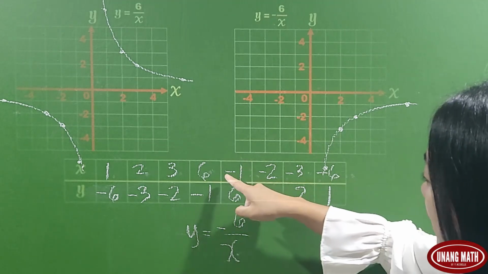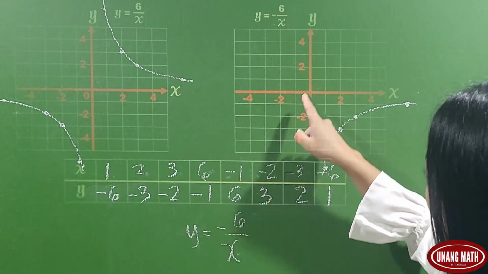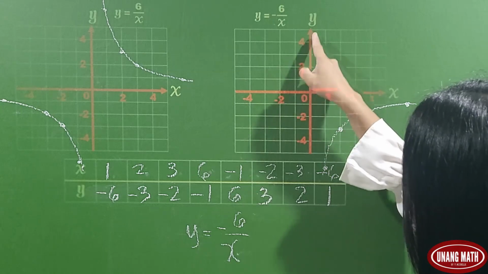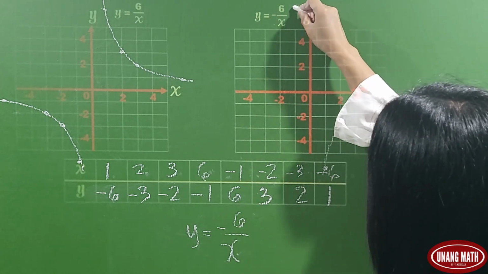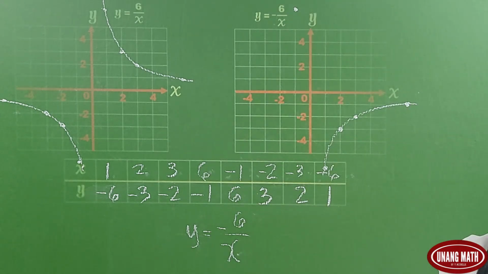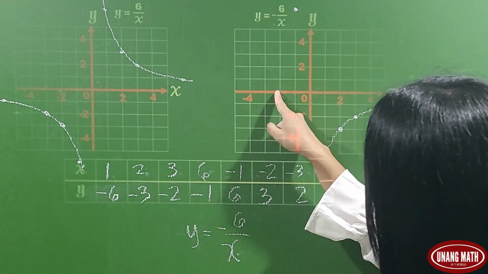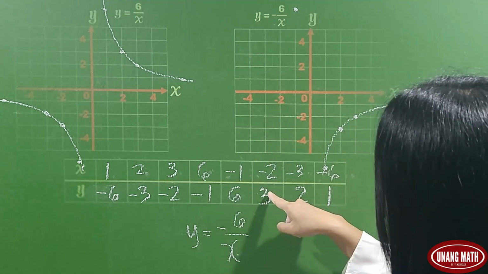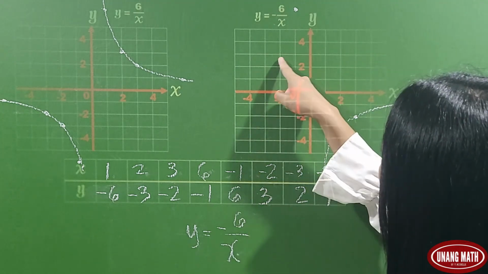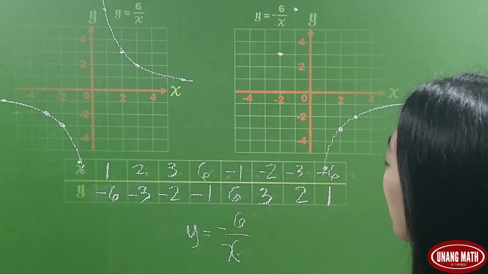First ordered pair, negative 1, 6. So we have negative 1, 6. So the point is here. How about negative 2, 3? So negative 2 is the x-coordinate, and the y-coordinate is 3. So the point is here.